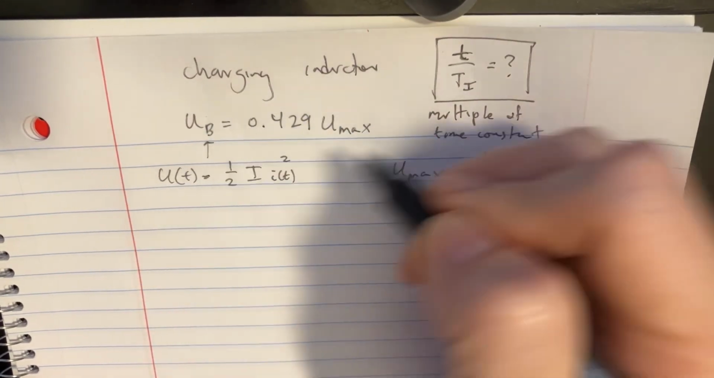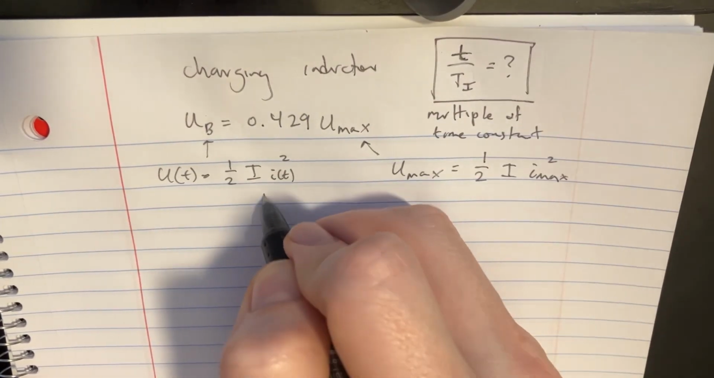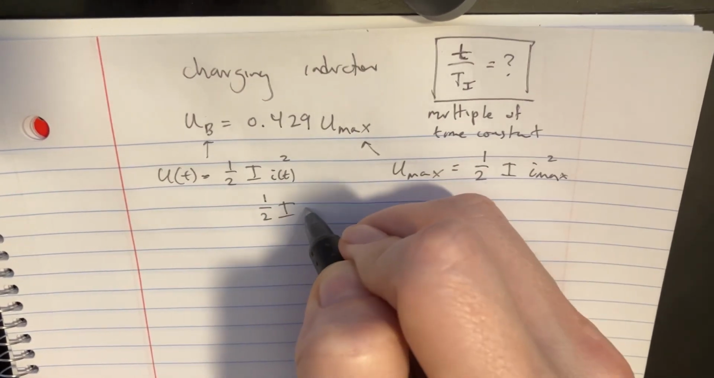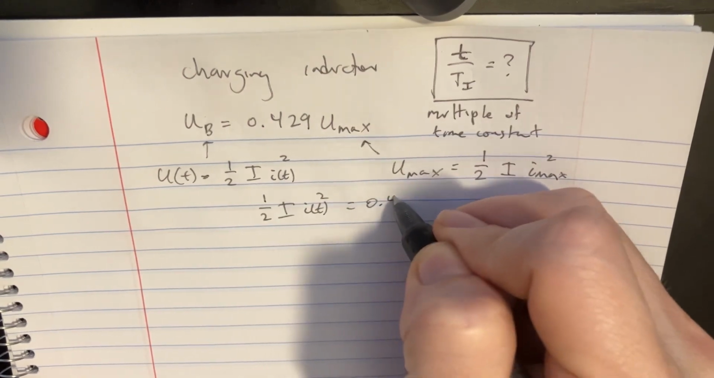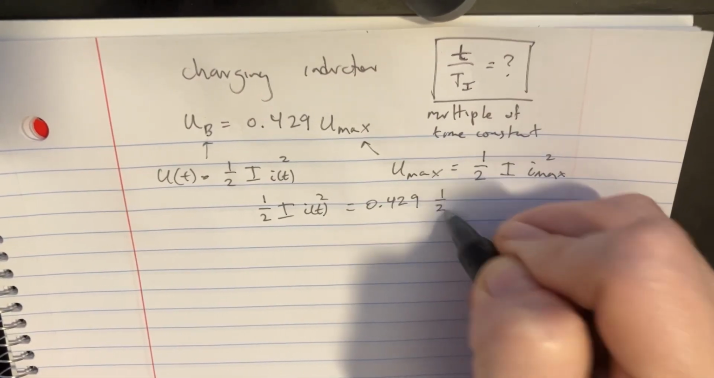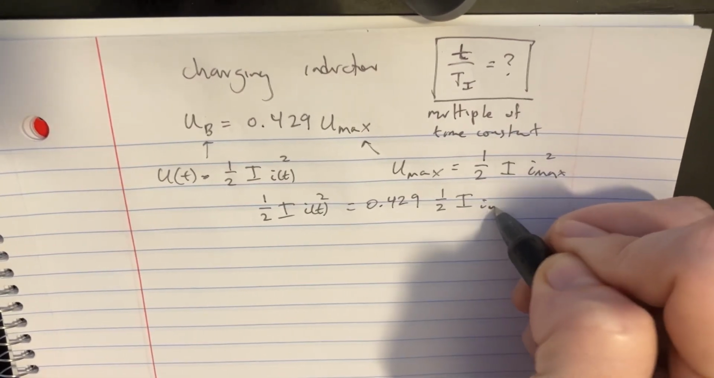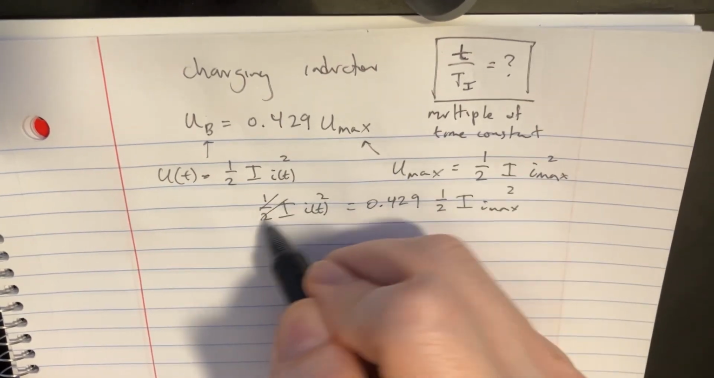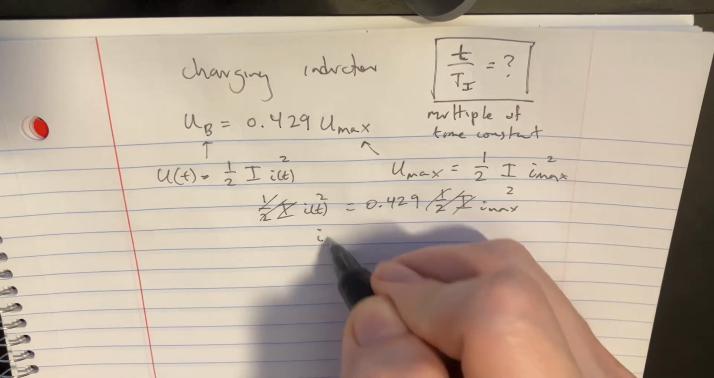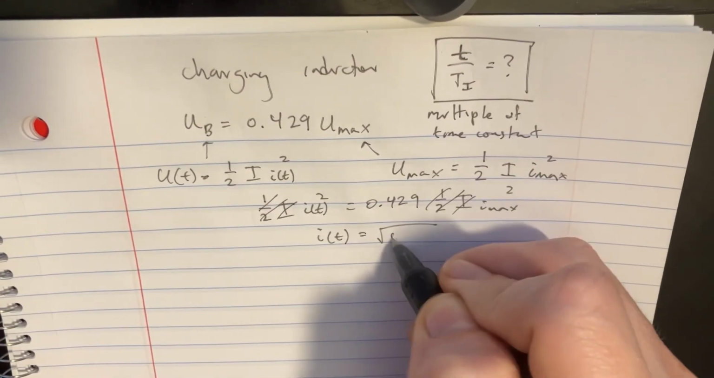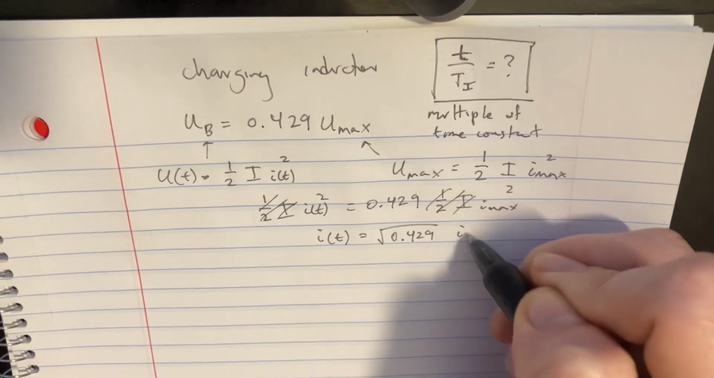Now we could plug these two things into this equation and we'll get 1/2 L, and then I as a function of time squared equals 0.429, and there's going to be 1/2 L and then I max squared. Let's cancel out the 1/2 L's on both sides, and then let's square root both sides. So we'll get that I(t) equals the square root of 0.429 times I max.